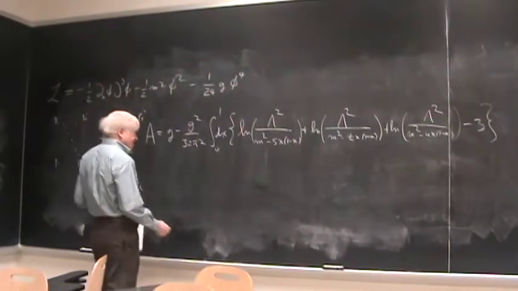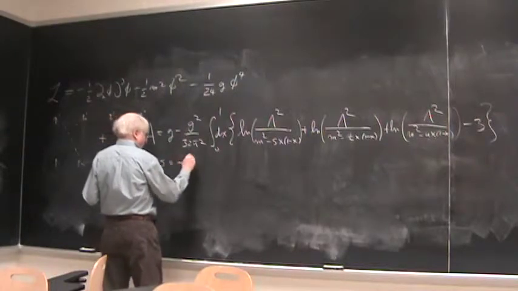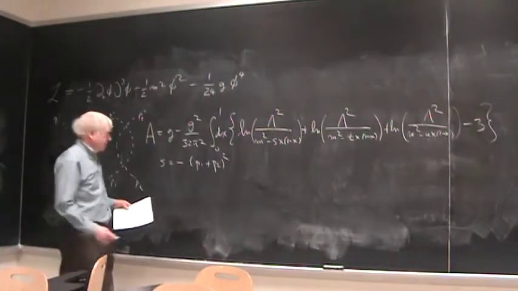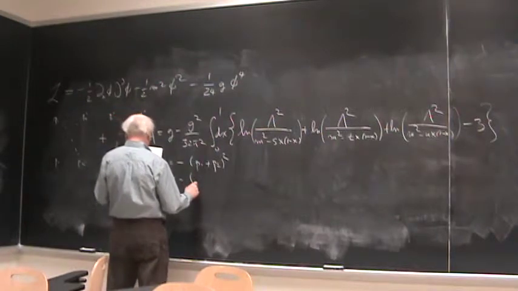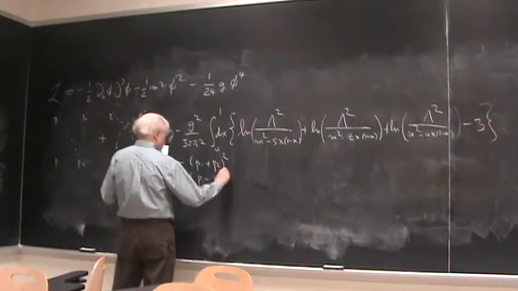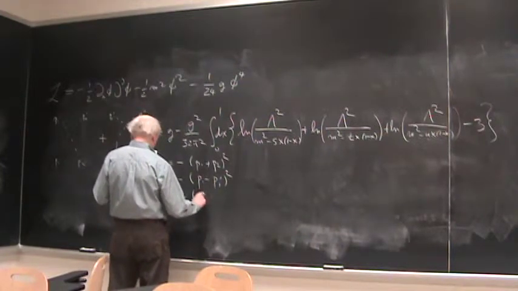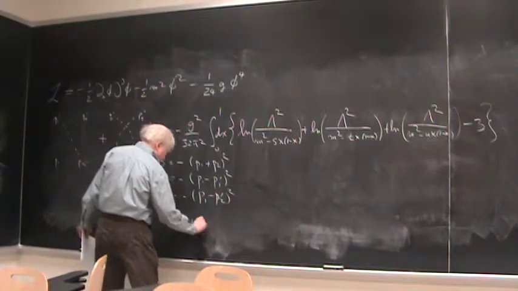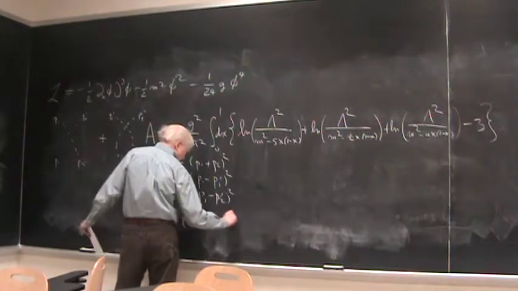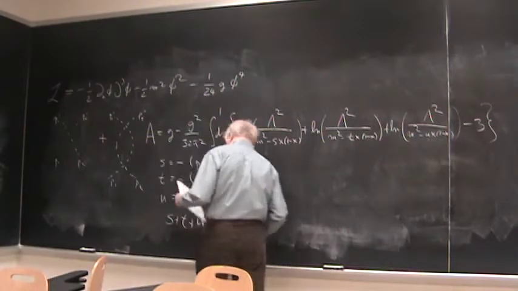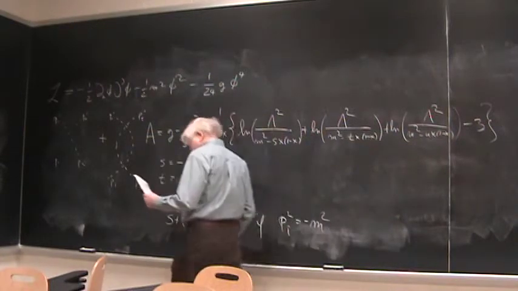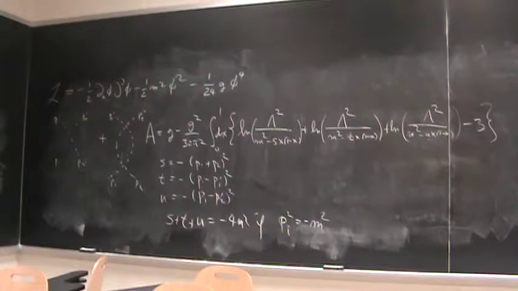s, t, and u are the Mandelstam variables. s is minus (p1 plus p2) squared. The minus sign is because it's a Weinberg metric. t is minus (p1 minus p1') squared. u is minus (p1 minus p2') squared. One of the nice things about the Mandelstam variables is that s plus t plus u is minus 4m² if all the pi² are on the mass shell, that is to say pi² is minus m². But we can consider this amplitude for arbitrary momenta.